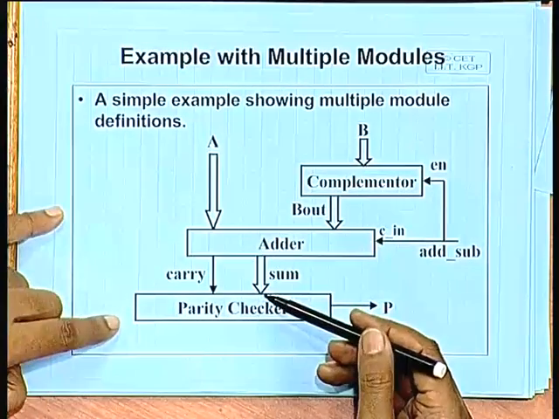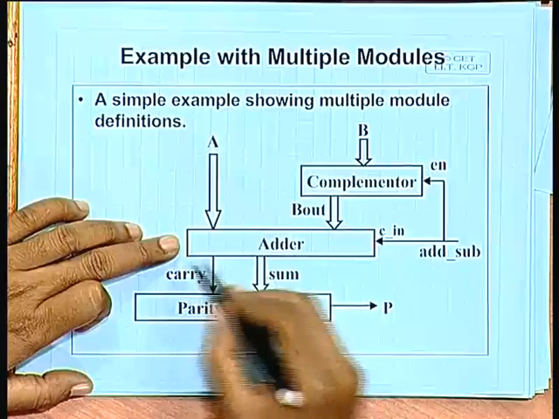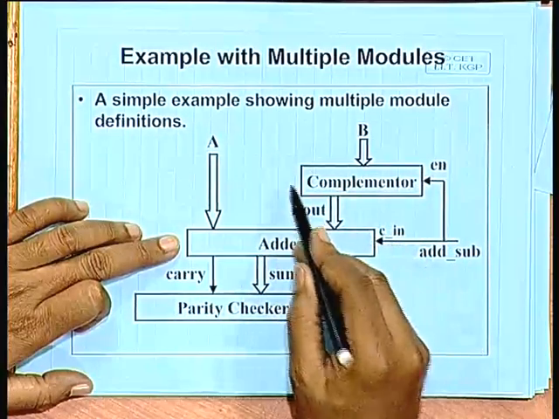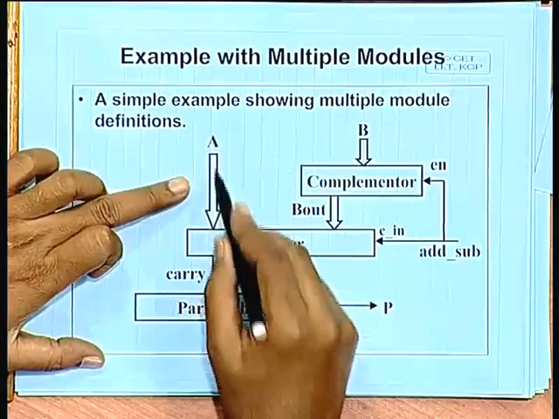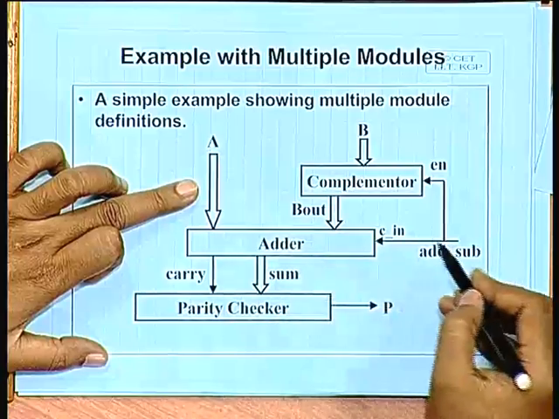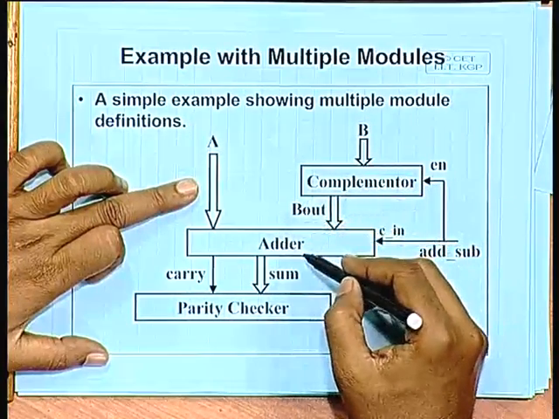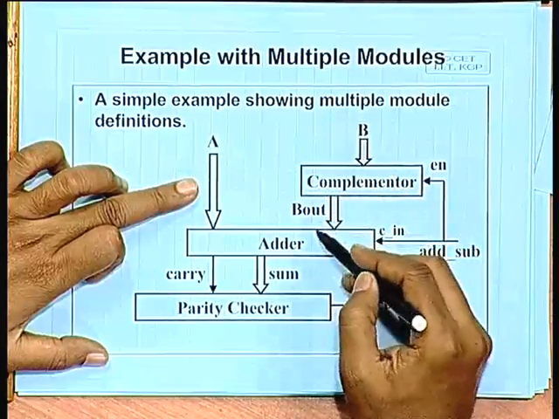So, naturally we can partition the design into 3 parts. We need both addition and subtraction. So, we will be using an adder and we will be using a complementer in case we need to do the subtraction. Now, the adder will be taking A as one of the inputs and it will be taking either B or the 2's complement of B as the other input. Well, not really 2's complement, it is actually 1's complement.